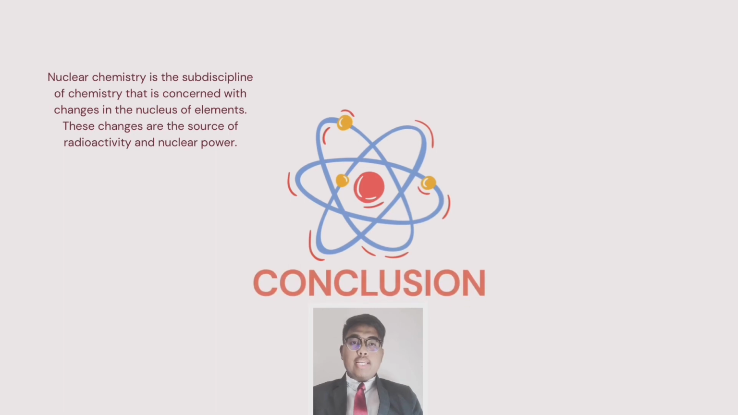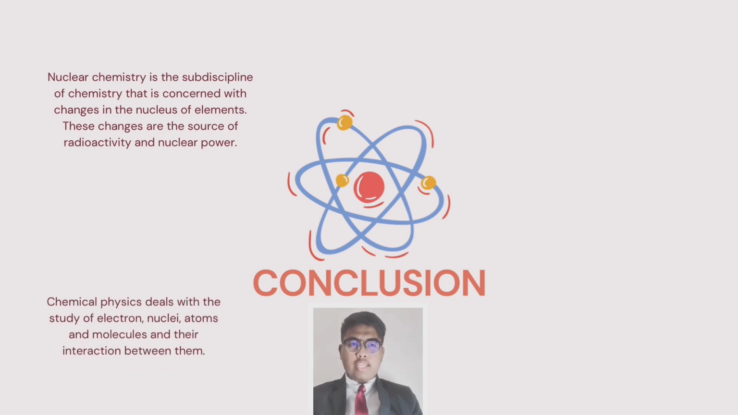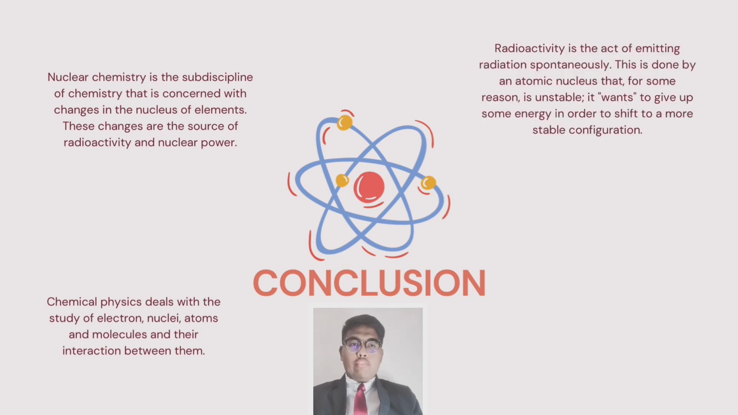Nuclear chemistry is the subdiscipline of chemistry that is concerned with changes in the nucleus of elements. These changes are the source of radioactivity and nuclear power. Chemical physics deals with the study of electrons, nuclei, atoms and molecules, and the interactions between them. Radioactivity is the act of emitting radiation spontaneously. This is done by an atomic nucleus that is unstable. It wants to give up some energy in order to shift to a more stable configuration.